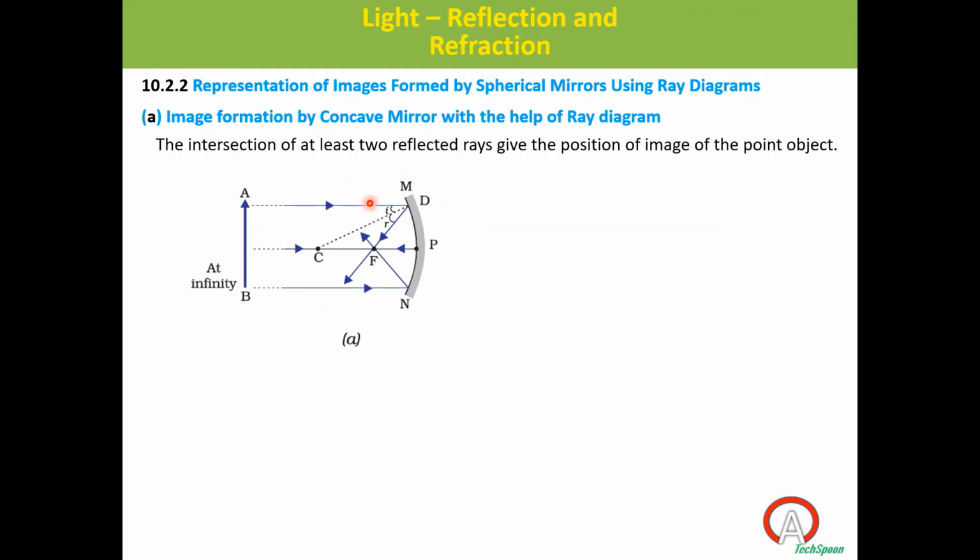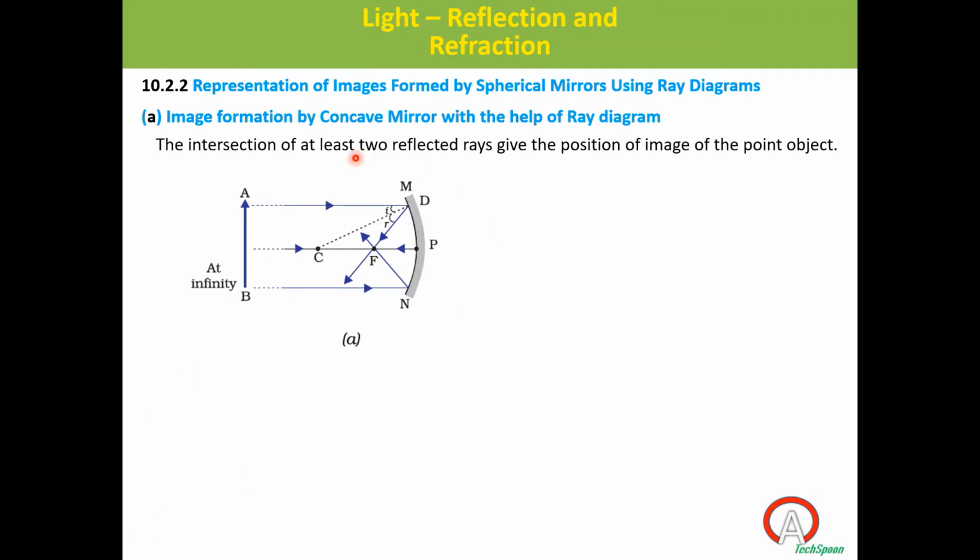Here I am keeping an object at infinity. Here C is the center of curvature, F is the focus, P is the pole. The first position I am keeping this object at infinity. Six different positions you have to draw, right? So first draw infinity. You draw a dotted line, which means it is a long distance from this point. So infinity, showing that the object is at infinity. I just drew these dotted lines. You draw this figure.